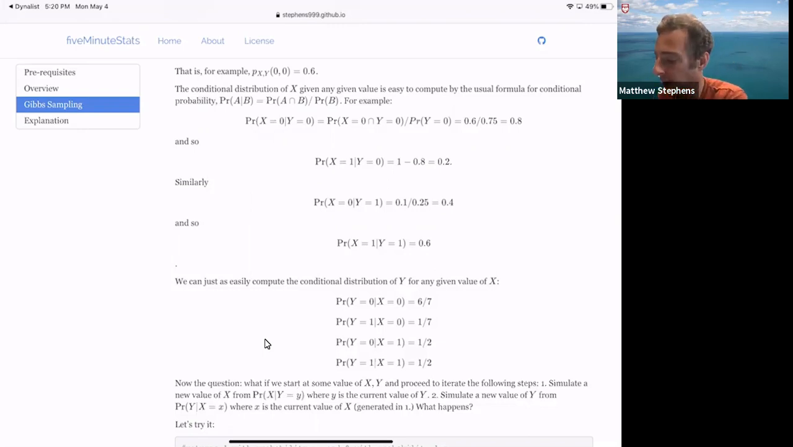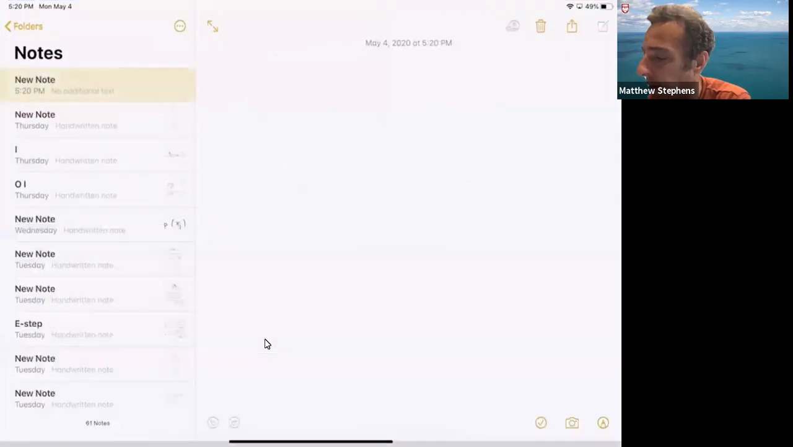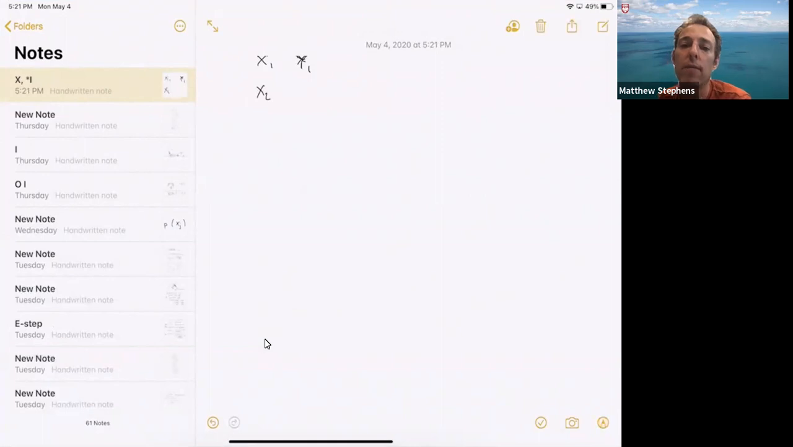You might think about it visually as generating some x1 and y1. We have to initialize somehow, and then we generate x2, but it's from the conditional distribution of x given y equals y1. So that depends on y1. Then we generate y2 using the conditional distribution of y given x equals x2. So the dependency is like this in terms of the way we generate these. Sorry, that should have been a y. Etc.